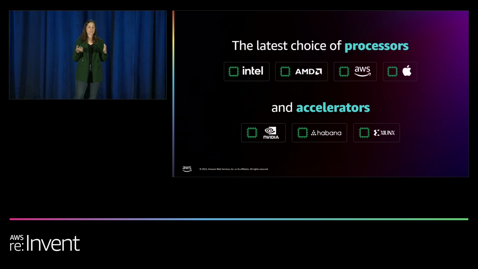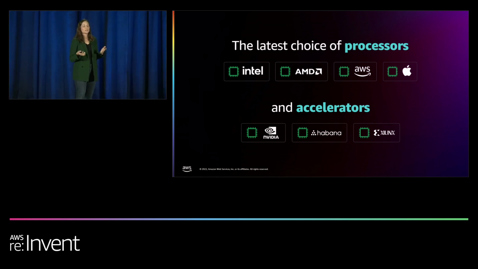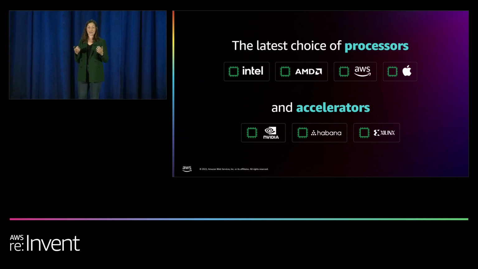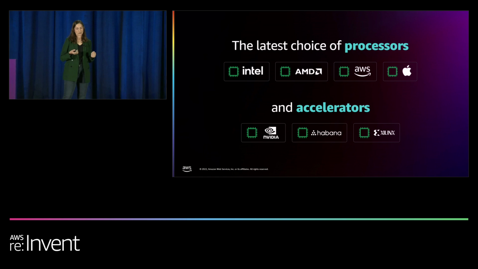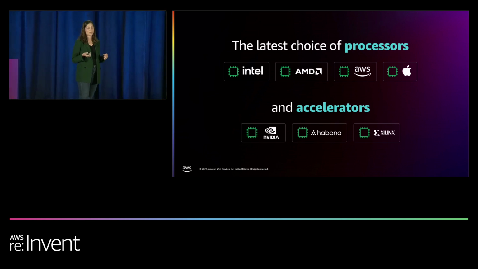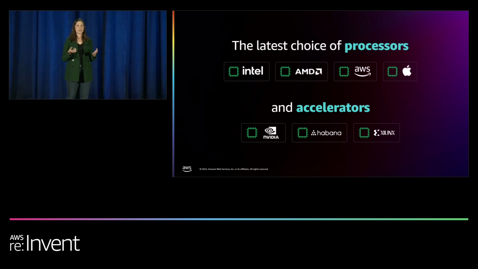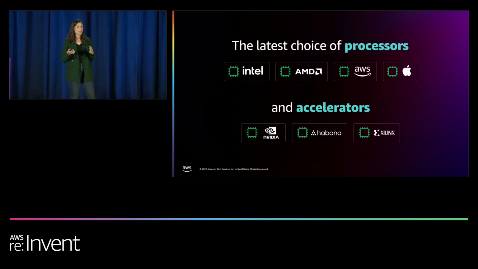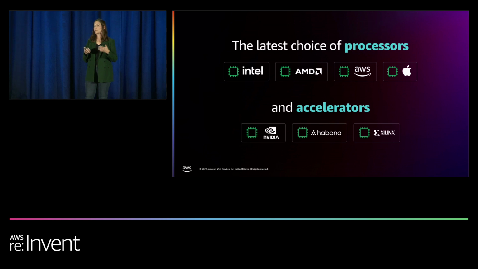The next choice is around the processor. And today you have Intel, AMD, Graviton processors, and Mac. Intel has the longest collaboration with AWS, and you have more than 300 instance types to choose from based on Intel processors. AMD is showing strong adoption due to the lower cost of their instances compared to Intel-based instances. Mac instances help you run Apple applications in the cloud.